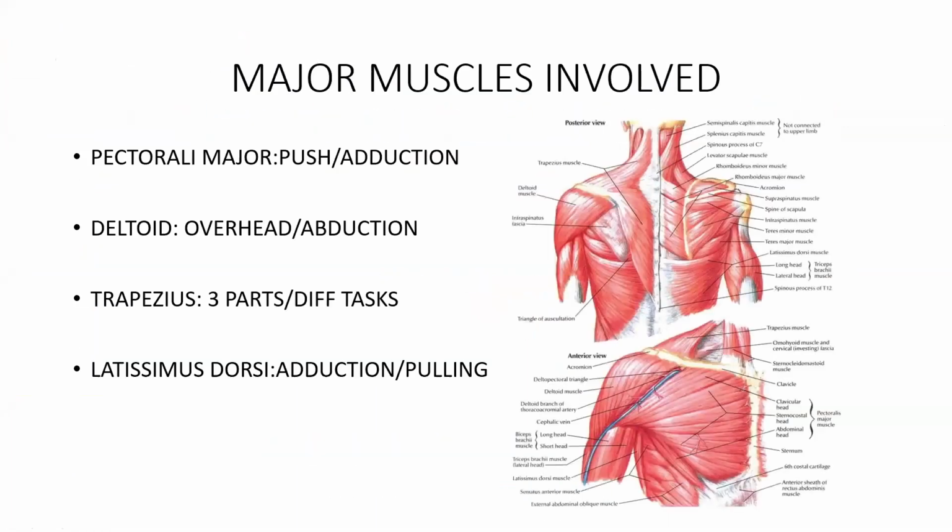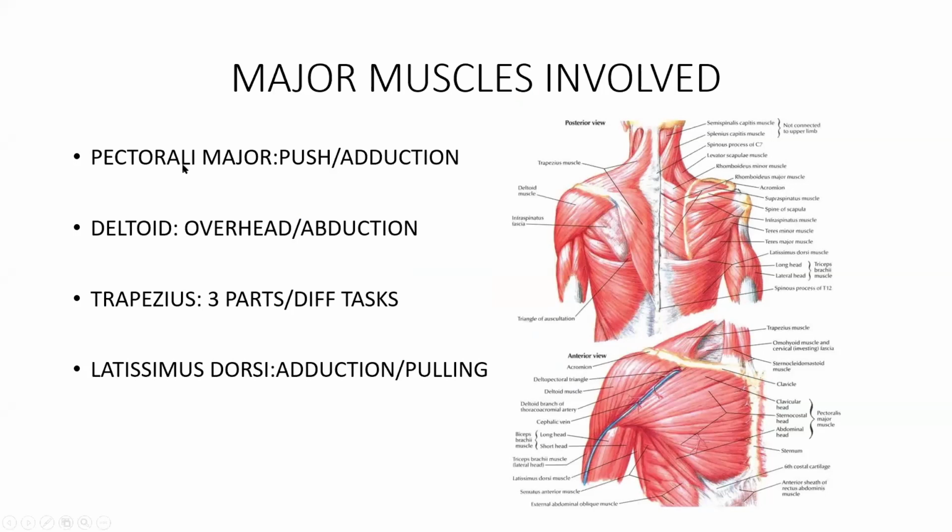So let's see now which are the major muscles involved in the shoulder joint. These are probably what we think about when we think about the shoulder joint and how we can work out in the gym. So these are the muscles that we actually see, the superficial muscles.